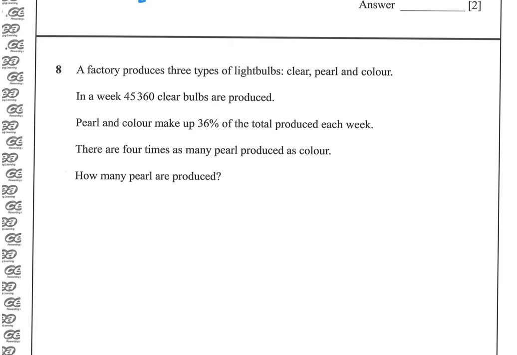Question 8. A factory produces 3 types of light bulbs, clear, pearl, and colour. In a week, 45,360 clear bulbs are produced.